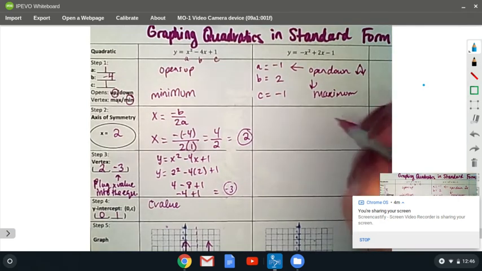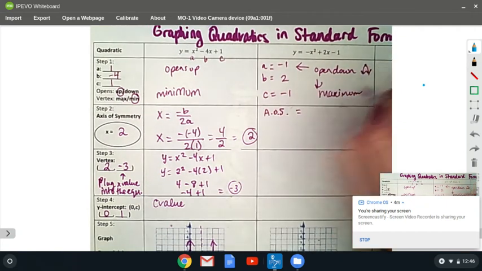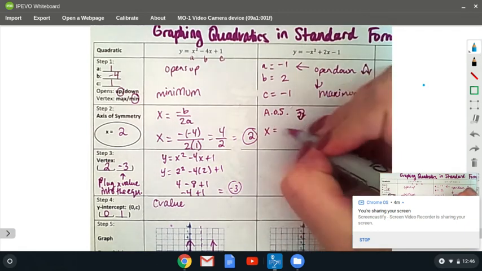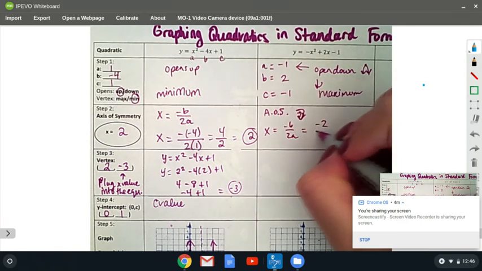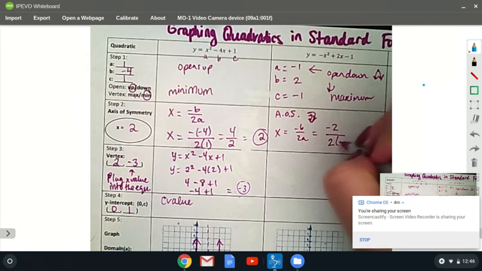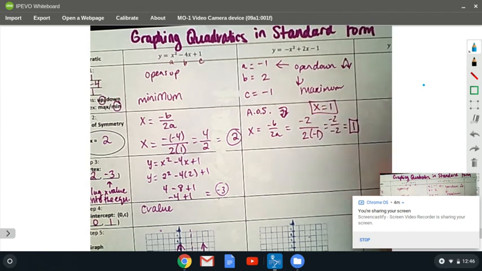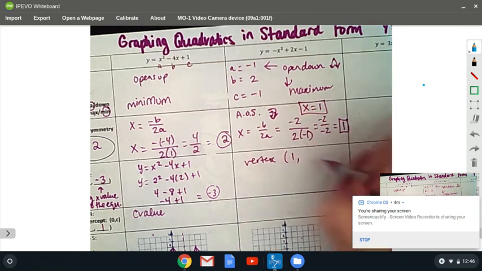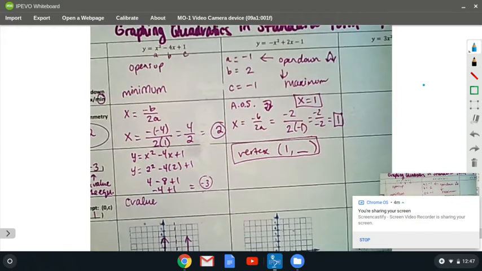Okay. Now I need to find my axis of symmetry. So I'm going to do this down here to solve. I'm going to do x equals -b over 2a. My -b, that's -2, over 2 times a is -1. So that gives me -2 over -2, which is a +1. So my axis of symmetry is x equals 1. Now for my vertex, that means 1 is the x value. I need to find the y value. Once I find it, I'll have my vertex.